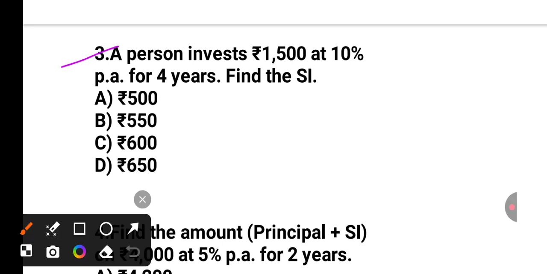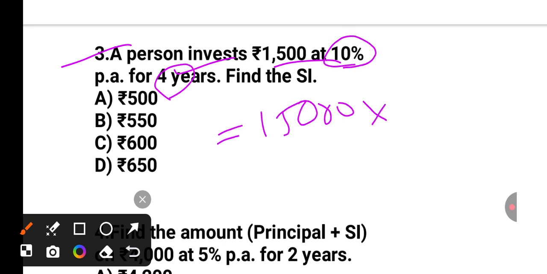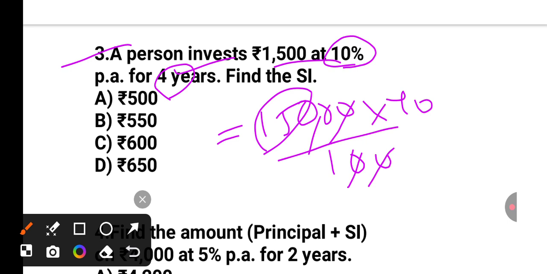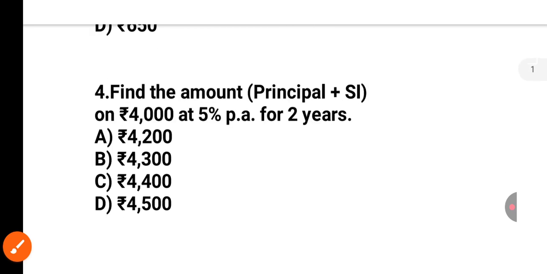Next, a person invests 1500 at a 10% rate for 4 years. Find the simple interest. Again it is 1500 into 10 into 4 divided by 100. 15 into 4, that is 600. 600 is the simple interest.